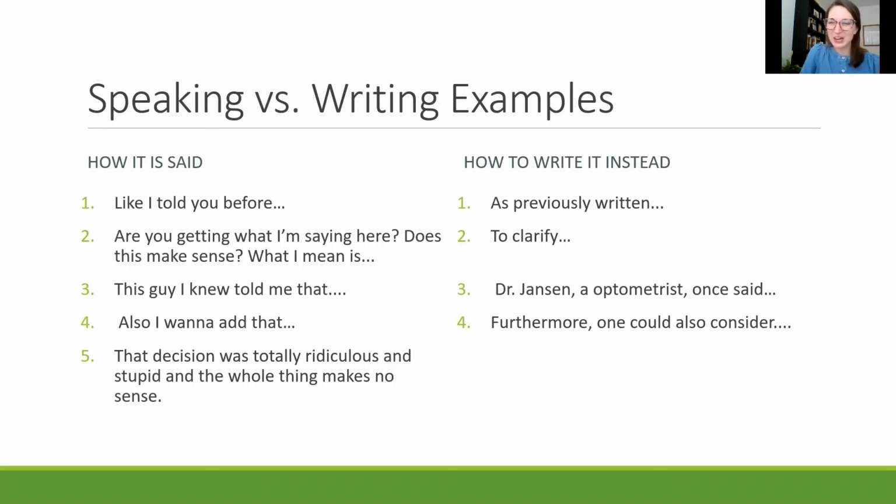For our last one here, you might say, that decision was totally ridiculous and stupid, and the whole thing makes no sense. Well, of course, that's something you might say to your friend, but if you disagree with something that you're writing about, you do not want to say it that way. Instead, you could say, I disagree with this decision because, and you'll want to give evidence for why. That's also very important in academic writing.